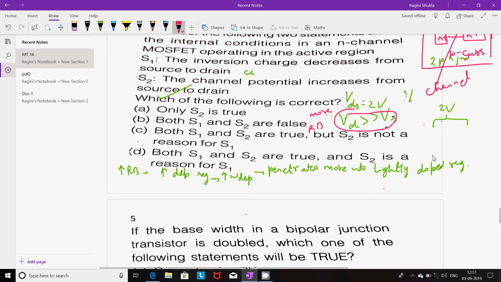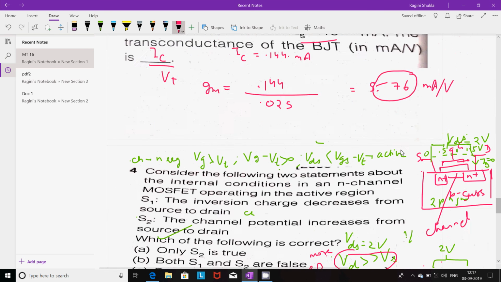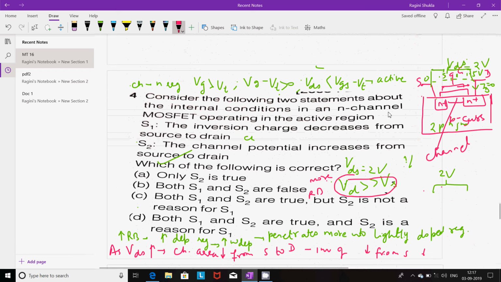This is the reason. And the first statement, that the inversion charge decreases from source to drain, is also right, because as VDS increases, the channel area reduces from source to drain, which implies that the inversion charge reduces from source to drain. That means both statements are absolutely right. So here both S1 and S2 are true, and S2 is the reason for S1.